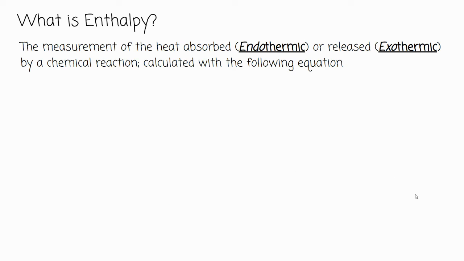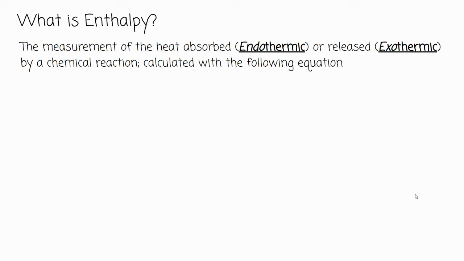So what exactly is enthalpy? Well, enthalpy is the measurement of the heat that has been absorbed, which based off of the doodle notes that y'all did on Friday, means that it is endothermic because it's absorbed, which means it's going inside, and we're talking about heat. So inside is endo, heat is therm. So the measurement of the heat absorbed, which is an endothermic reaction, or released, which is an exothermic reaction.